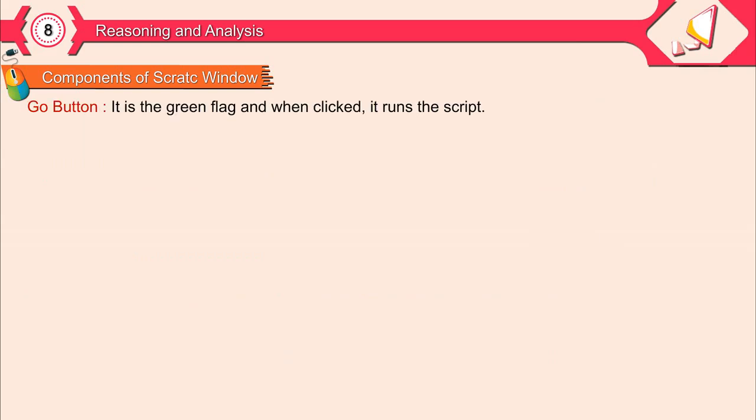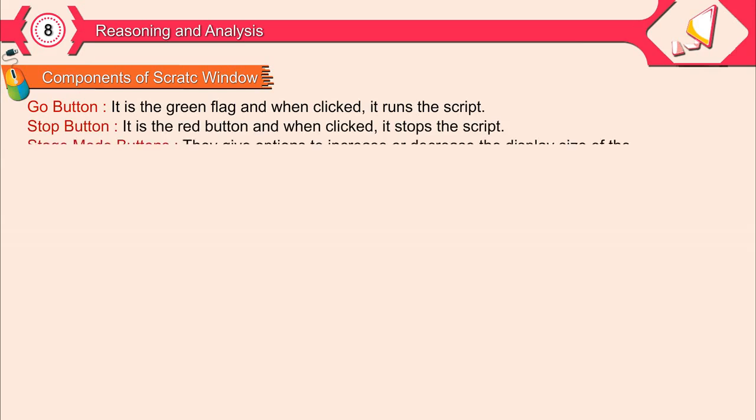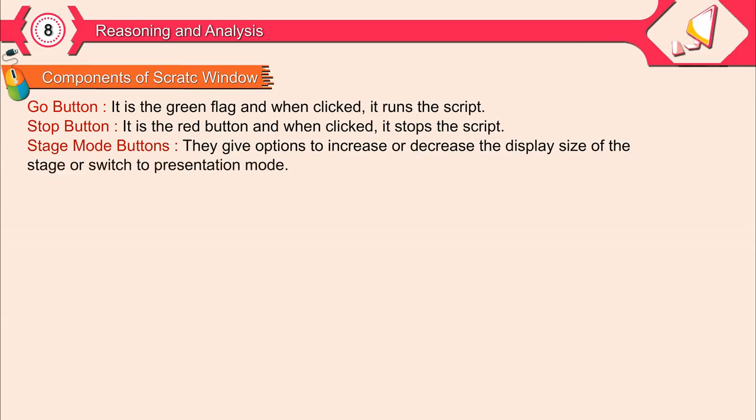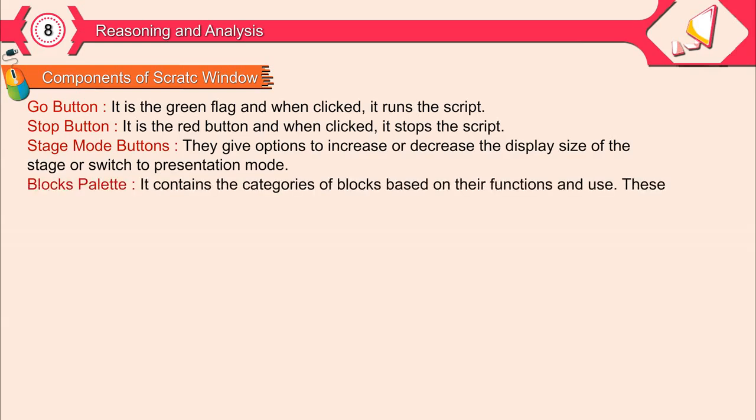Go button. It is the green flag, and when clicked, it runs the script. Stop button. It is the red button, and when clicked, it stops the script. Stage mode buttons. They give options to increase or decrease the display size of the stage or switch to presentation mode. Blocks palette. It contains the categories of blocks based on their functions and use.